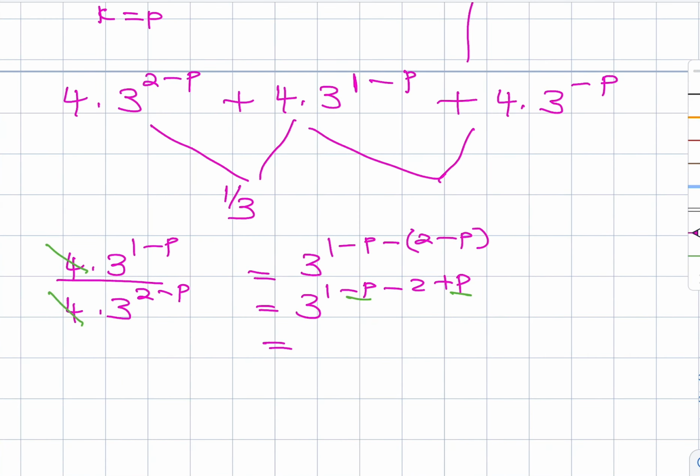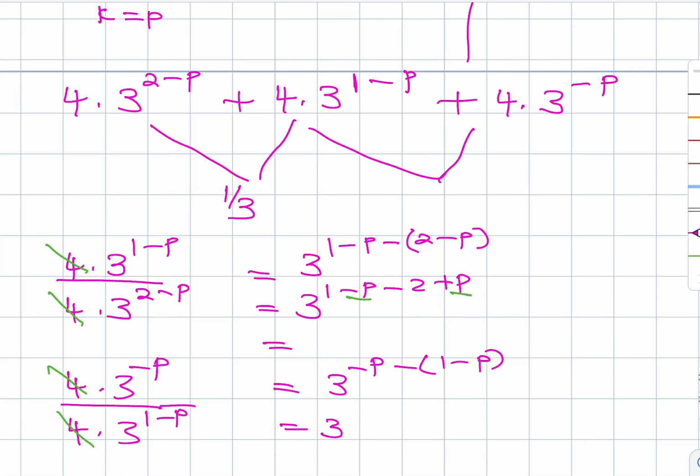But let us check. It's going to be 4 times 3 to the negative p over 4 times 3 to the power 1 minus p, which is, again, that will cancel. You're left with 3 to the power negative p minus, bracket again, because you're separating two terms, 1 minus p, which is 3 to the power negative p minus 1 plus p. Again, p and p is 0. You're left with 3 to the power negative 1, which is 1 over 3.